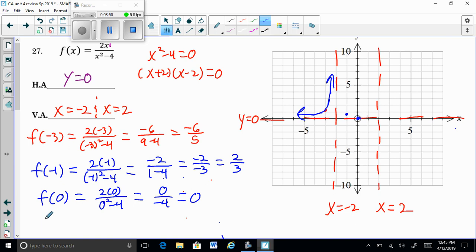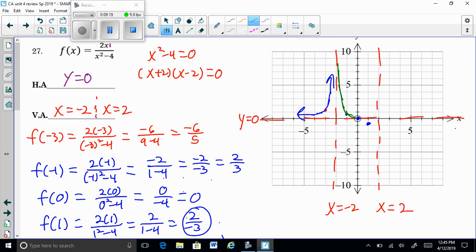And now we'll do f of positive 1. That's going to be 2 times 1 over 1 squared, take away 4. We end up with 2 over 1, take away 4. So then it's 2 over negative 3, basically negative 2/3. So it's going to be down here. What that tells us is that the shape in the middle is going to take on a cubic shape where it bends in the middle, curves down like a parabola opening down, kind of like that. And there you go, that's what you got in the middle.